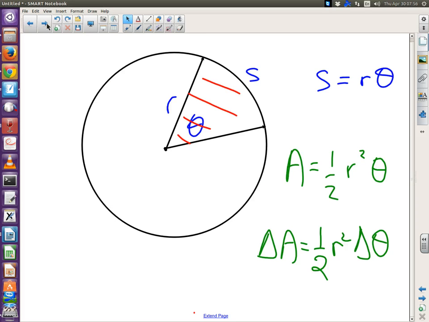Remember, this is only true when theta is in radians. When is theta 1? What makes theta 1? If s and r are the same. So what if s is 1 foot and r is 1 foot? How do you get theta alone? Divide 1 foot into 1 foot and you get 1.